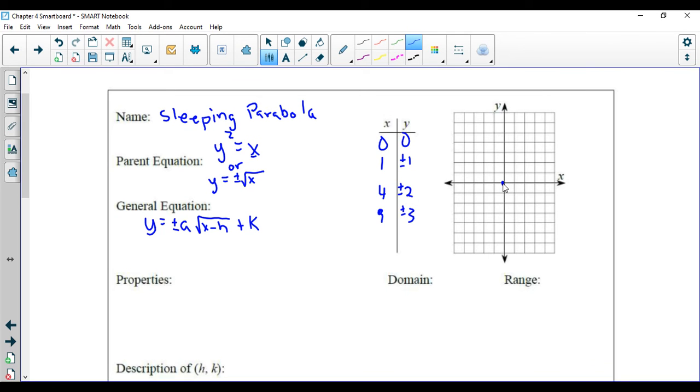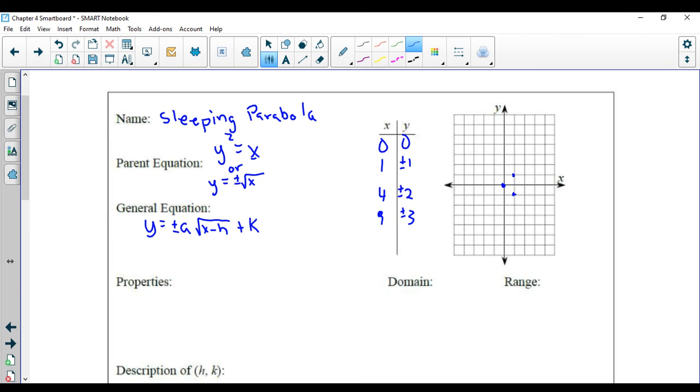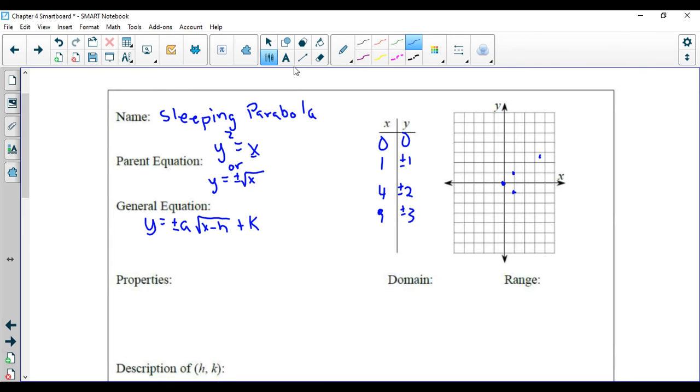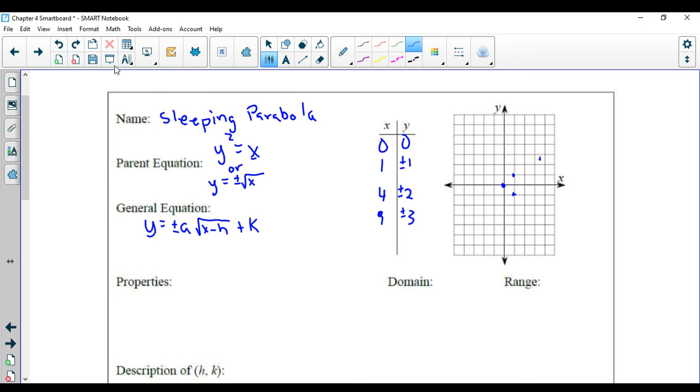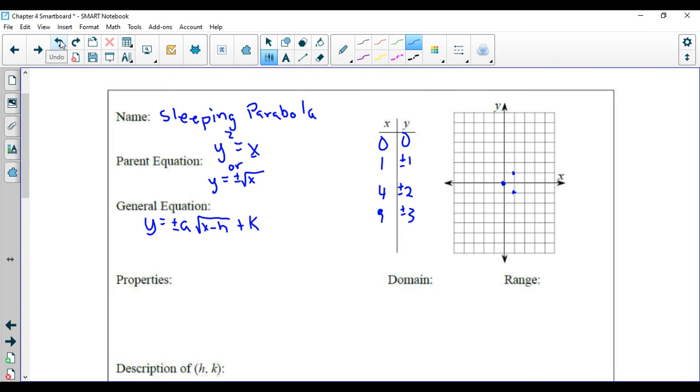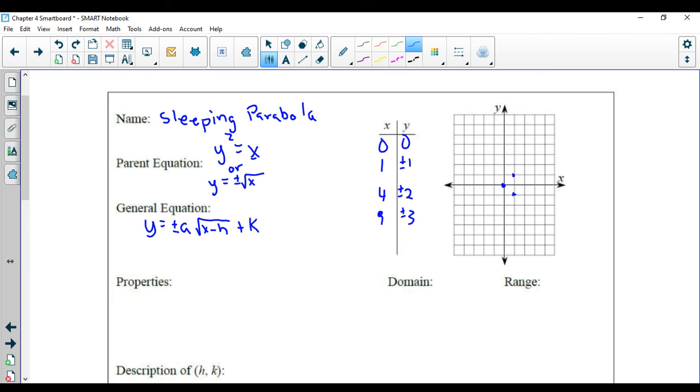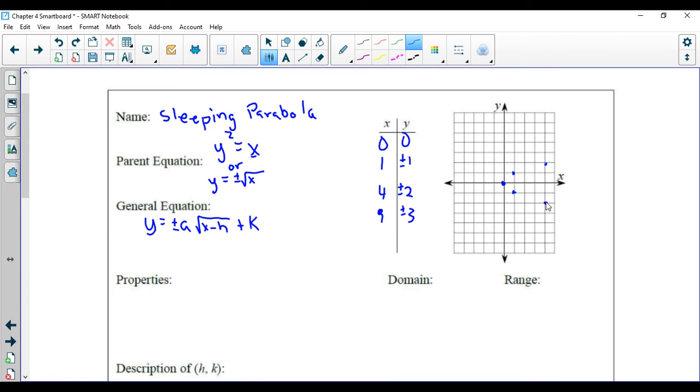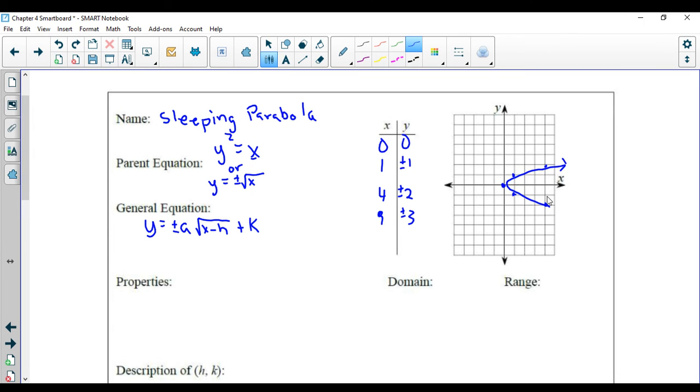So when I plot those points, I have 0, 0, and then 1 positive 1, 1 negative 1. And the only other one that'll fit on here is 4, positive 2. Ooh, that's off there. So 4 positive 2, and then 4 negative 2. And again, we're doing our best to connect those points. And if you notice, we have a sideways parabola, which is why it's called a sleeping parabola.